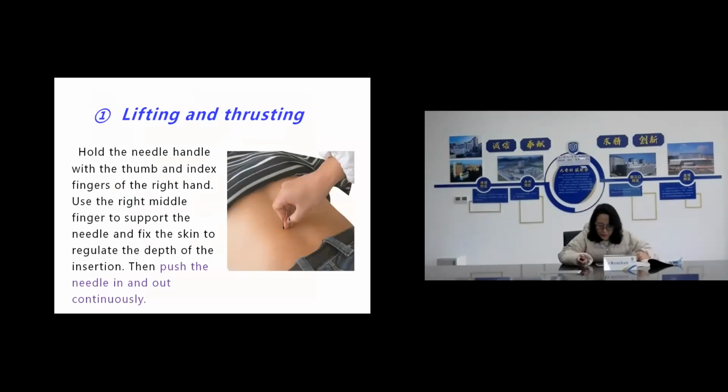After inserting the needle, we do the manipulation. First, lifting and thrusting. We hold the needle with the thumb and index finger of the right hand, then push the needle in and out continuously. This is the lifting and thrusting manipulation.